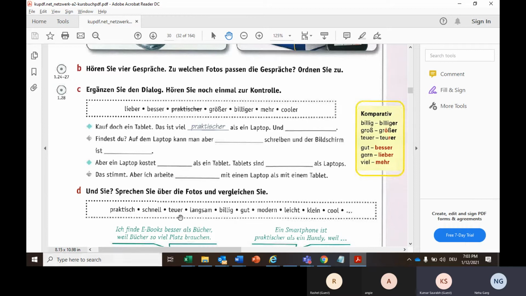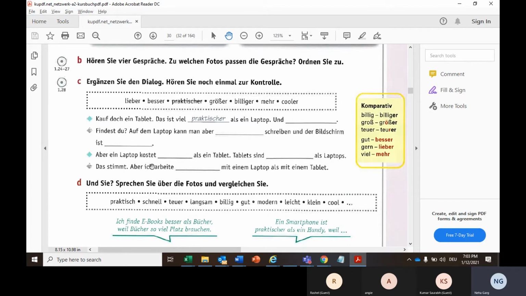So teuer means expensive, and the opposite word is billig. Teurer, billiger. Am teuersten, am billigsten. So billig und teuer are opposite words.